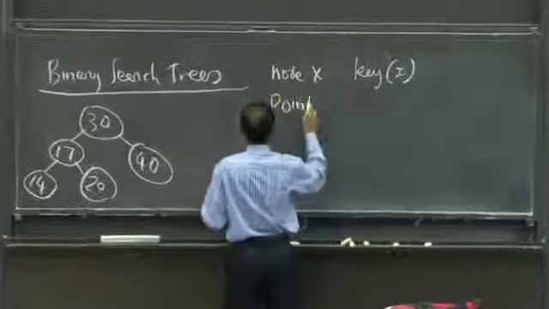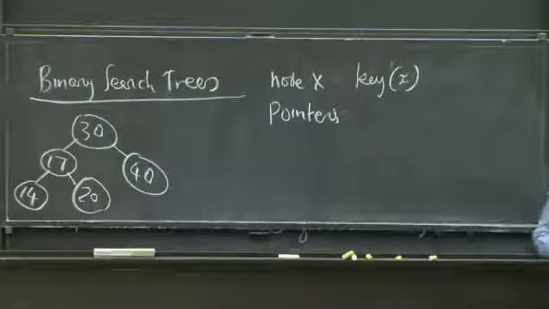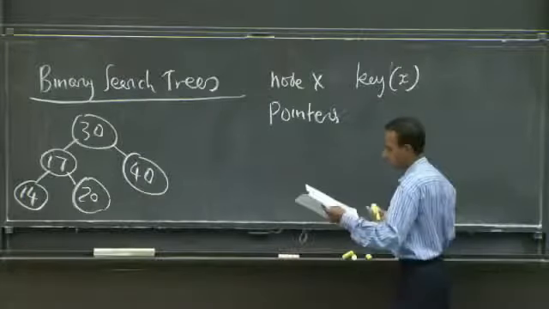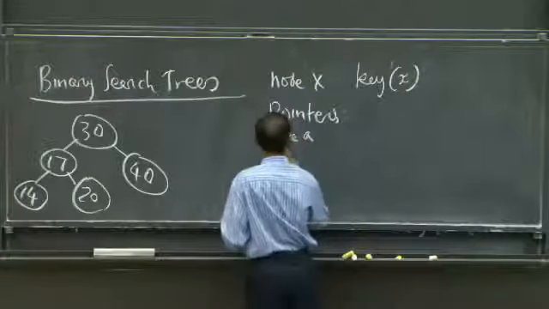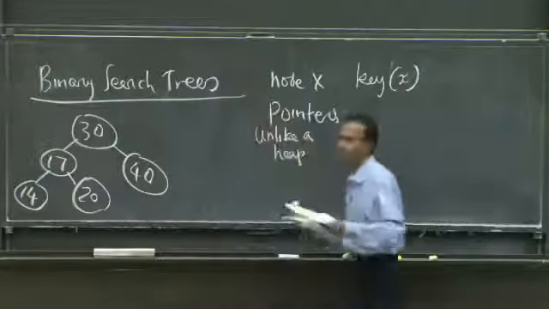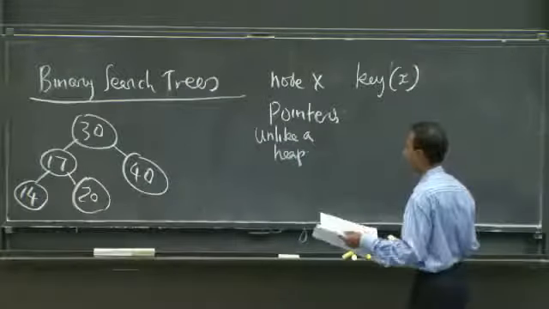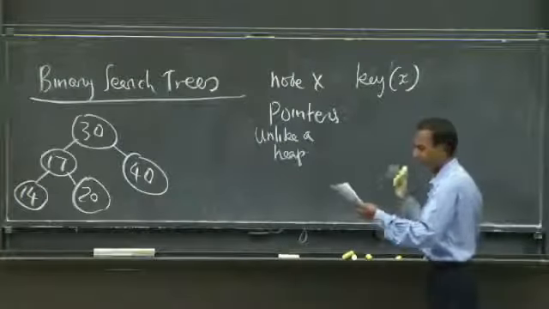Unlike in a heap, your data structure is a little more complicated. The heap is simply an array, and you happen to visualize it as a tree. The binary search tree is actually a tree that has pointers, unlike a heap. So it's a more complicated data structure. You need a few more bytes for every node of the binary search tree, as opposed to the heap, which is simply an array element.